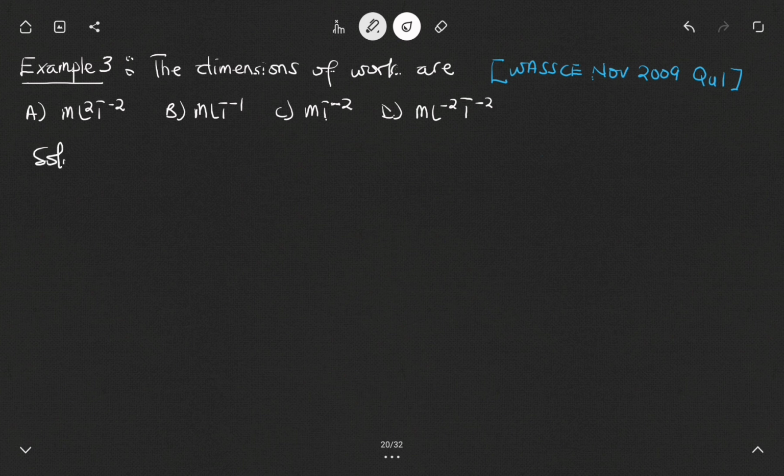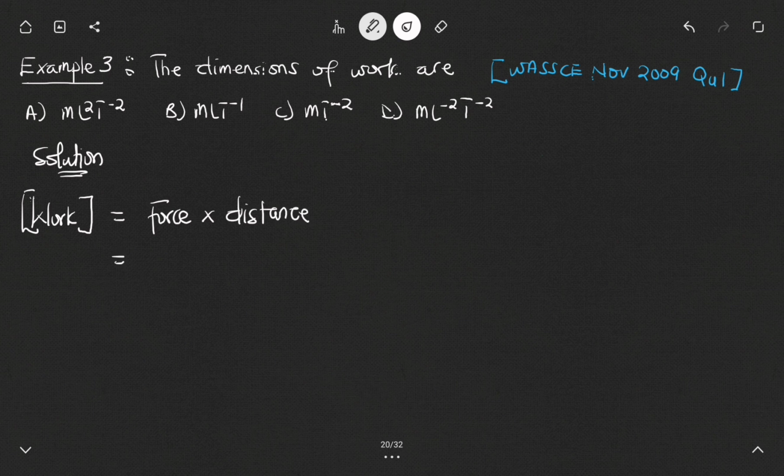Alright, so let's have a look at the solution to this problem. So the dimensions for work, okay, we already saw this, but let me do this again. So for work, or work done, we know work is equal to force multiplied by distance. And then again, I know that force is mass times acceleration multiplied by distance. Okay, and then again, if you know that of acceleration, which is LT^-2, you can proceed from here.